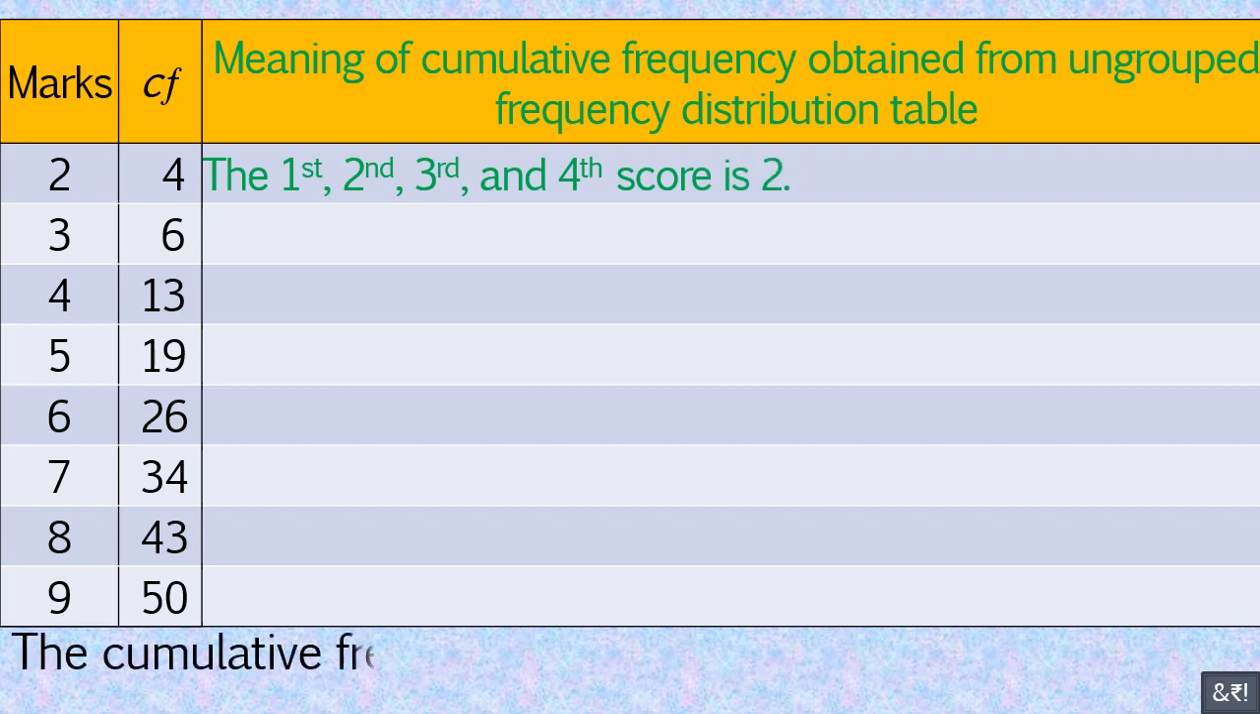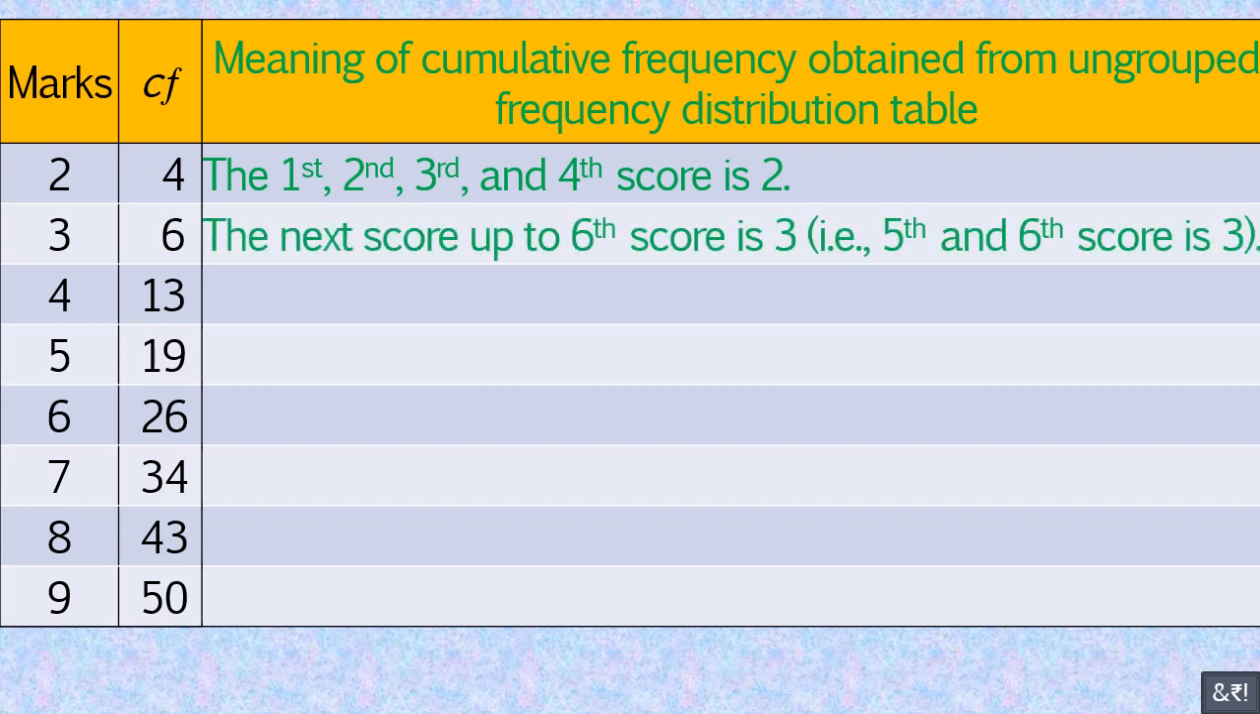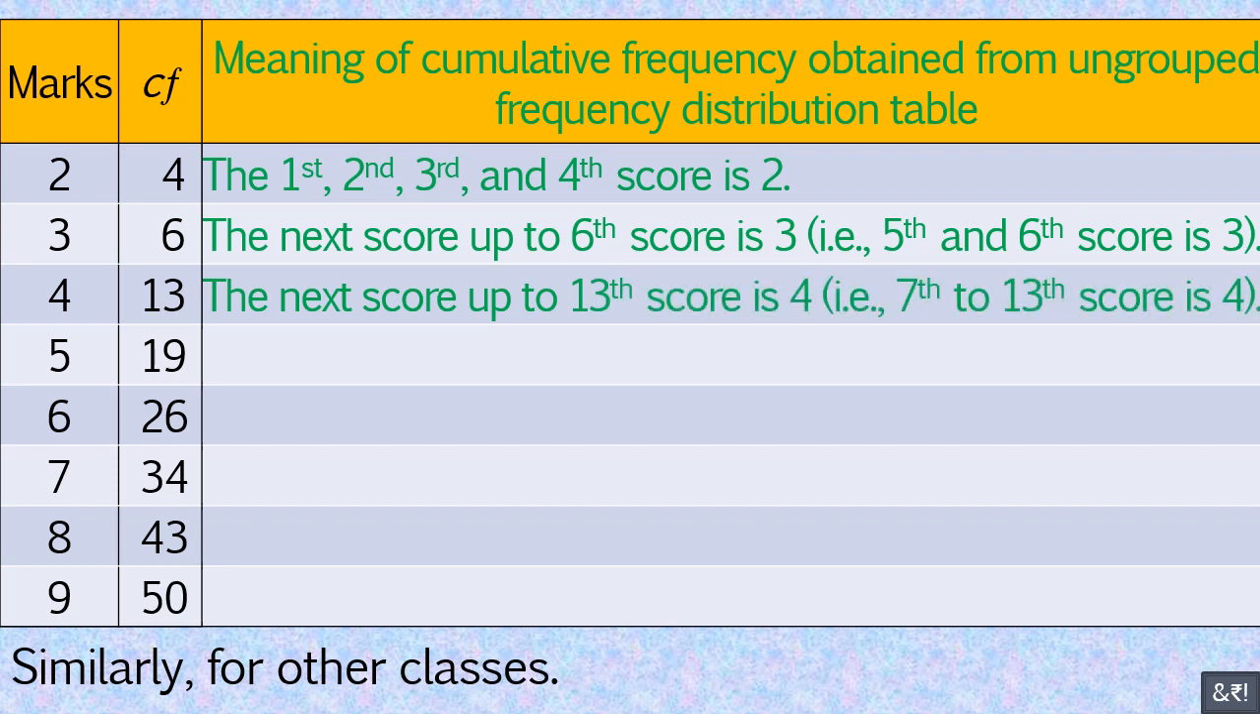The cumulative frequency 6 corresponding to 3 marks means the next score up to 6th score is 3, that is, 5th and 6th score is 3. Similarly, for other classes, the next score up to 13th score is 4, that is, 7th to 13th score is 4. 14th to 19th score is 5.